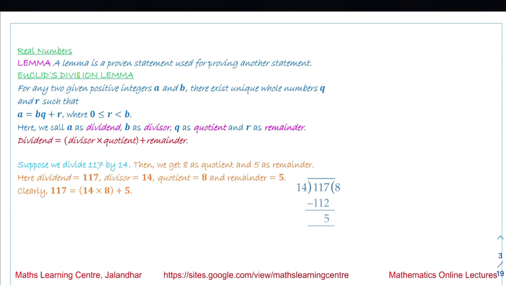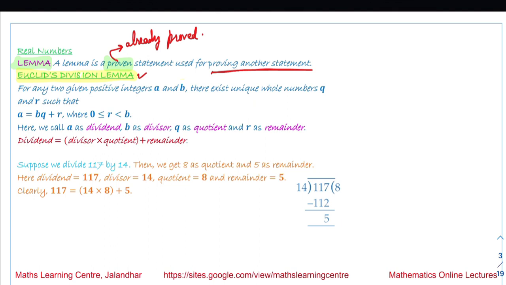Now the first thing that we have over here is Euclid's division lemma. What is a lemma? Lemma means a proven statement. Proven means which is already proved, and it is used to prove some other statement. So we are talking about Euclid's division lemma. It means we need not prove this. We are considering that this is already proved.